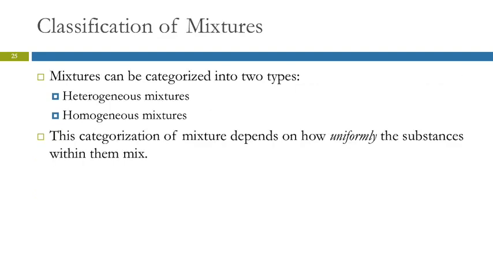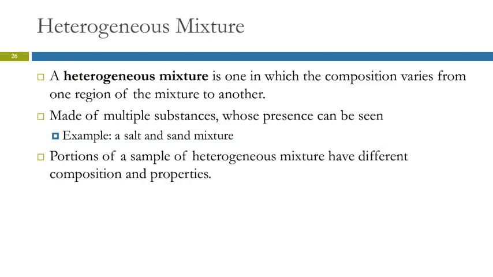Well, what about those mixtures? Heterogeneous versus homogeneous. Depends on how uniformly the things mix. So in a heterogeneous mixture, we have a difference in composition from one part to another. An example would be a salt and sand mixture. Take a handful of sand, a handful of salt, throw them together in a bowl, mix them up. Look at it. You can still see, that's a salt crystal and that's a grain of sand.